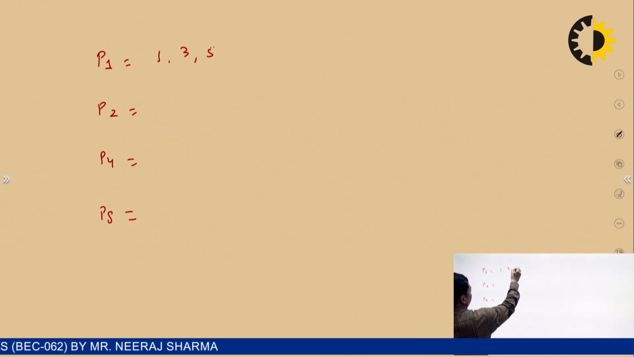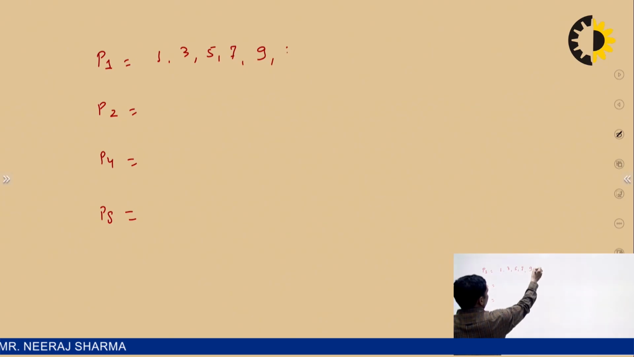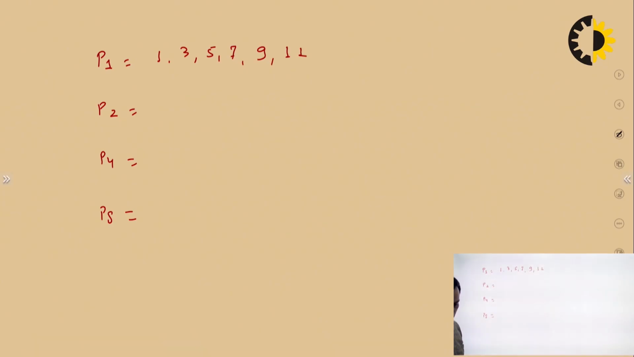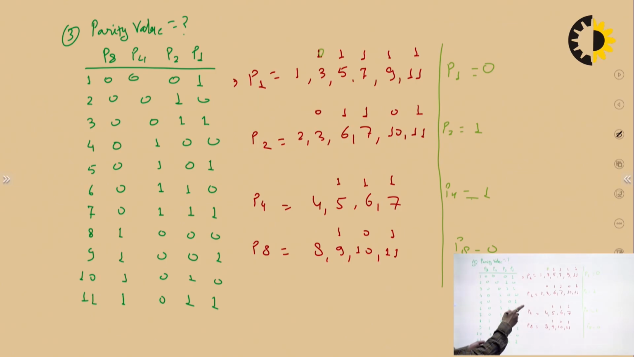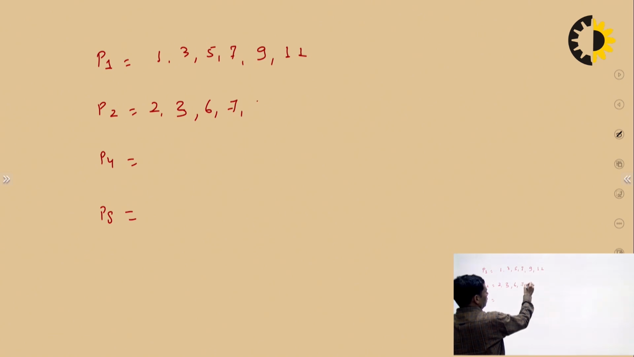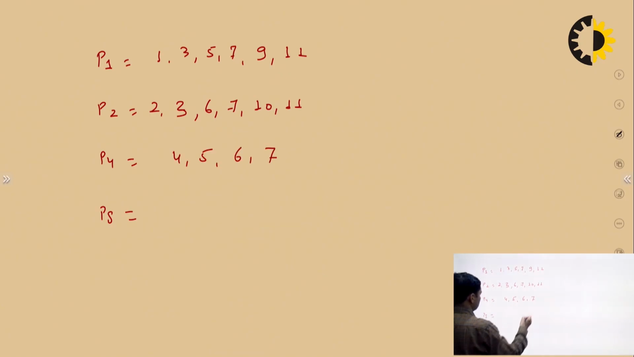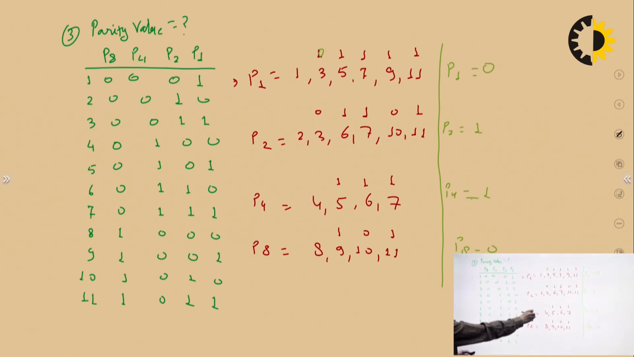So that is 1 3 5 7 9 11, 1 3 5 7 9 11, 2 3 6 7 10 11, 2 3 6 7 10 11, 4 5 6 7, 8 9 10 11. We can now write here.